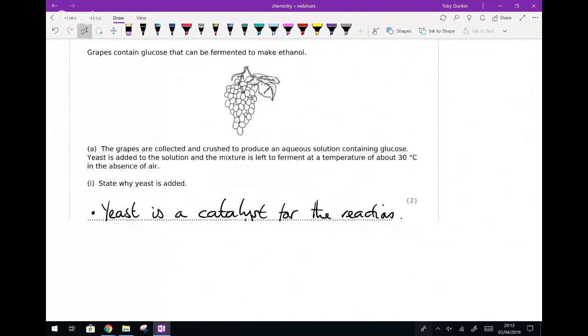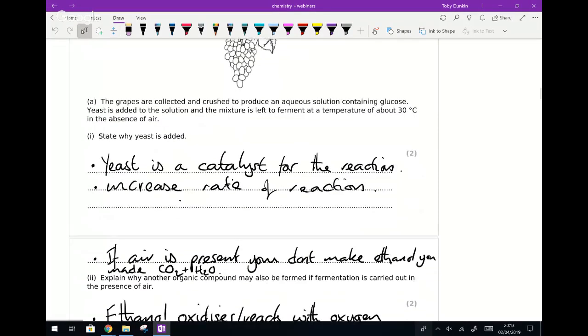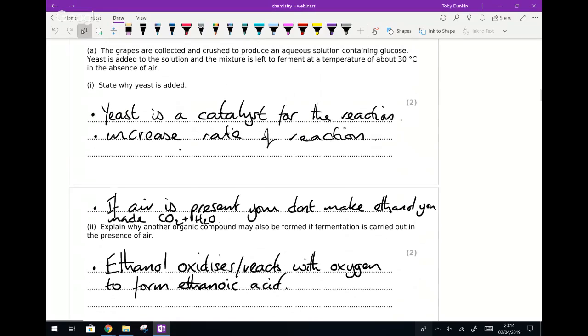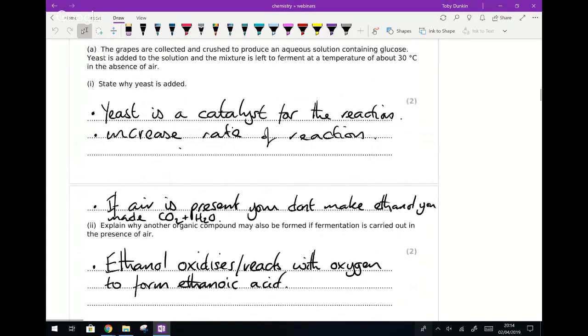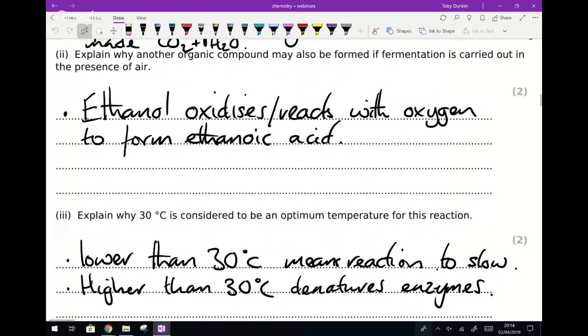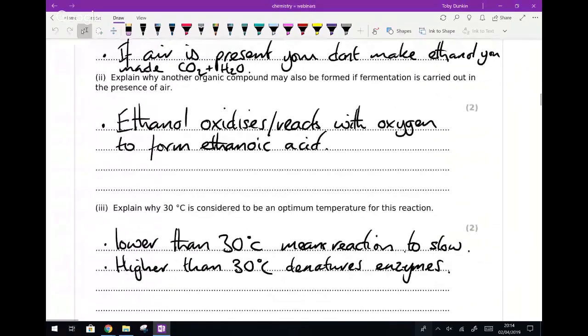State why yeast is added. It is a catalyst for the reaction, and it therefore increases the rate of reaction. Seems reasonable enough. The next thing is explain why, at 30 degrees, in the absence of air. Explain why if air is present, then you don't make ethanol, you make CO2 and water. Explain why another organic compound may be formed in fermentation if there's presence of air. The ethanol will oxidize, it will react with the oxygen to form ethanoic acid. We came across that in our transformations in the webinar.